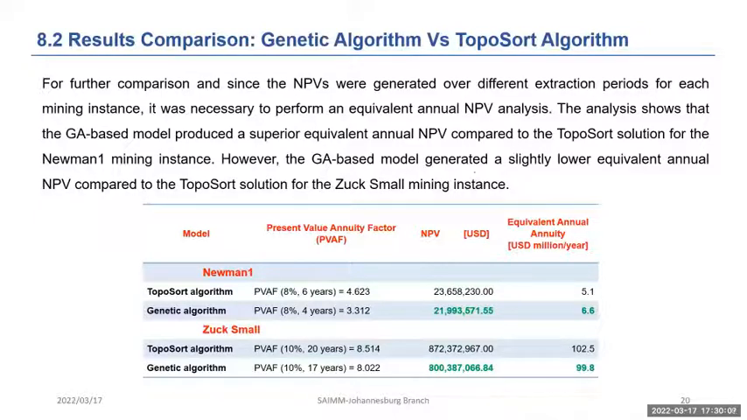And this analysis shows that the GA-based model produced a better equivalent annual NPV of $6.6 million compared to $5.1 million from the TopoSort solution for the Newman 1 mining instance. And for the small mining instance, the GA-based model generated a slightly lower equivalent annual NPV of $99.8 million compared to $102.5 million.